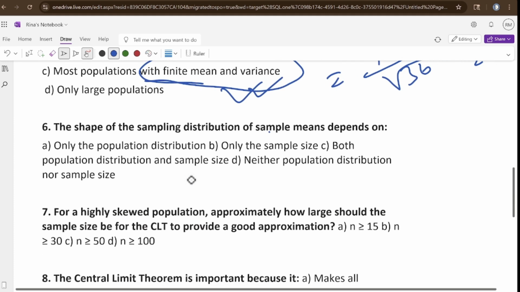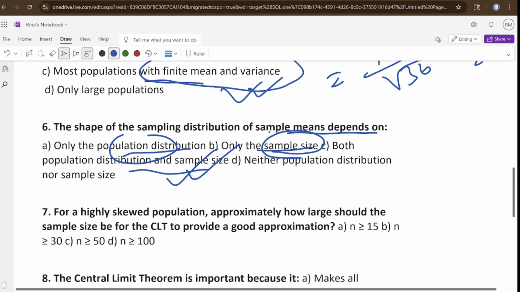The shape of the sampling distribution of sample means depends on what? Only on the population distribution? Only on the sample size? Both the population distribution and the sample size. Exactly, both. Sample size also matters and population distribution is also considered.